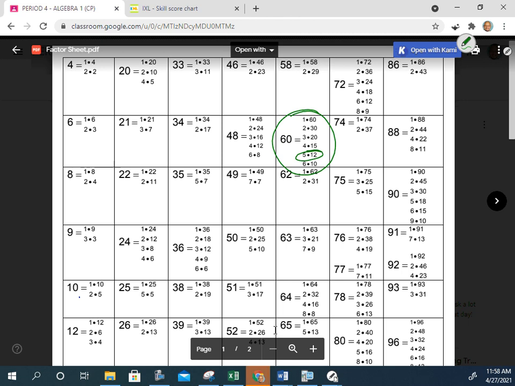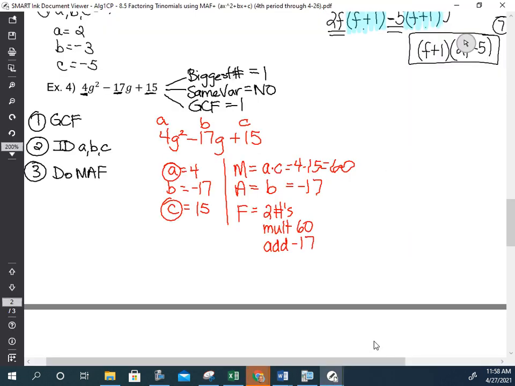So we can use 5 and 12. 5 times 12 is 60. 5 plus 12 is 17. We need it negative, so we make both of them negative. Negative 5 times negative 12 is positive 60. Negative 5 plus negative 12 is negative 17. So there's your two numbers, negative 5 and negative 12.